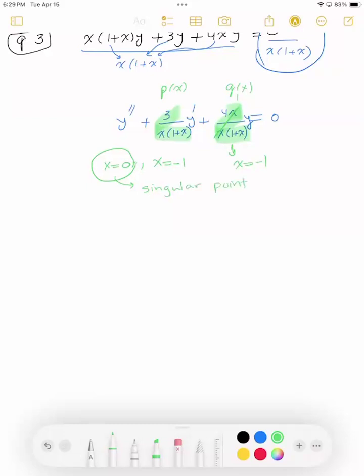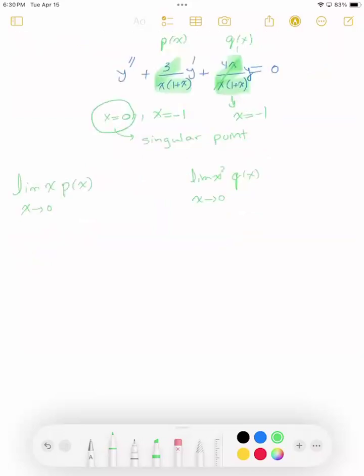But now we want to know if it's regular or irregular. To find out, we take the limit of x times p of x as x goes to 0, and then we take the limit of x squared times q of x as x goes to 0.